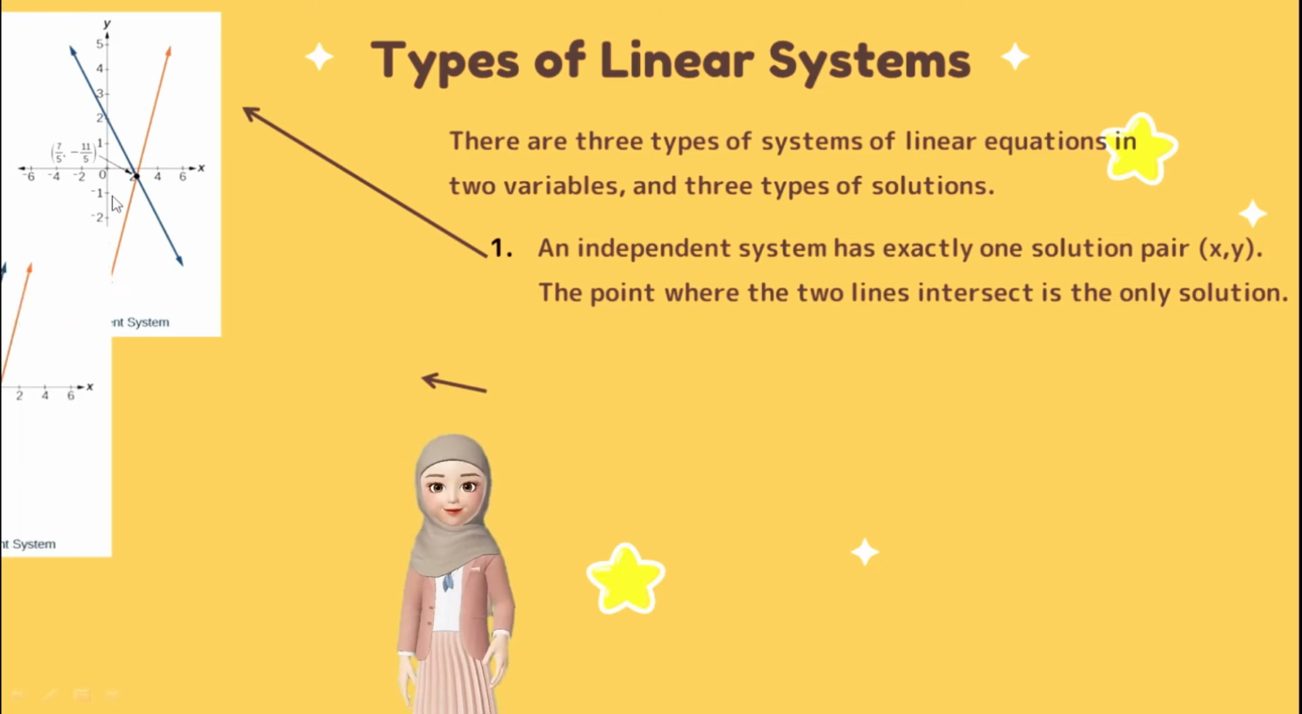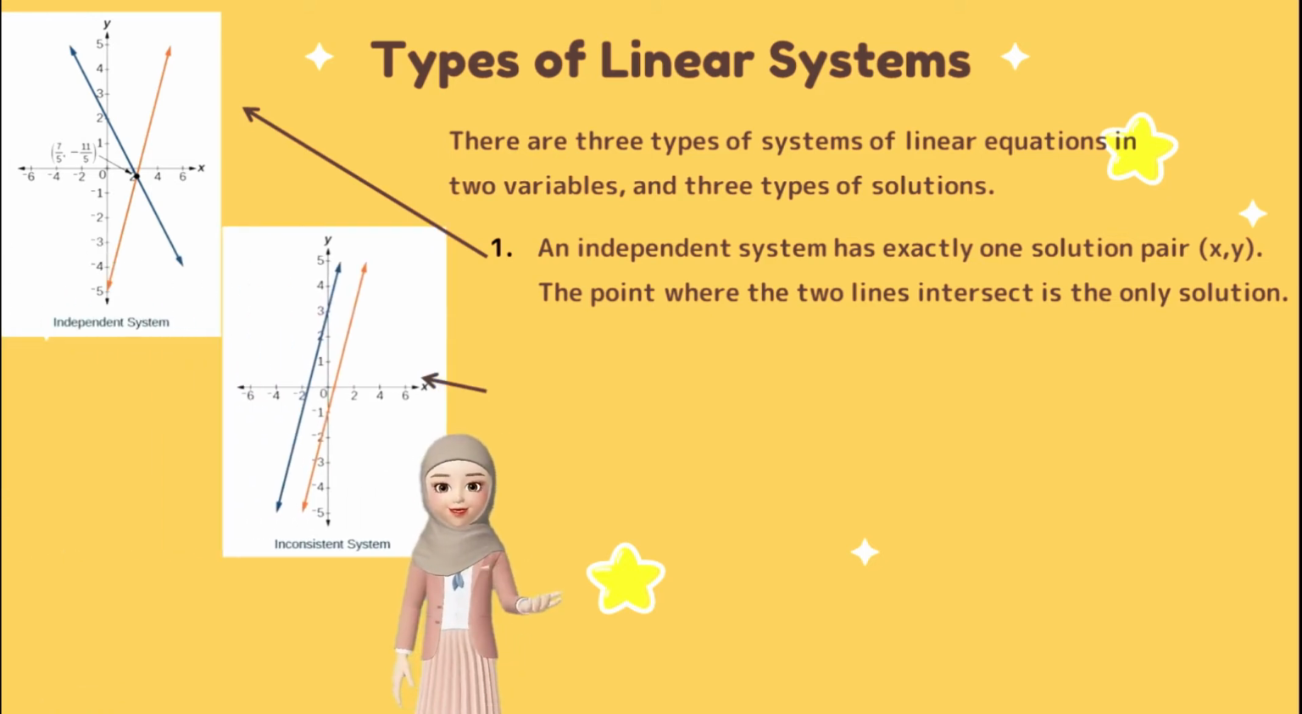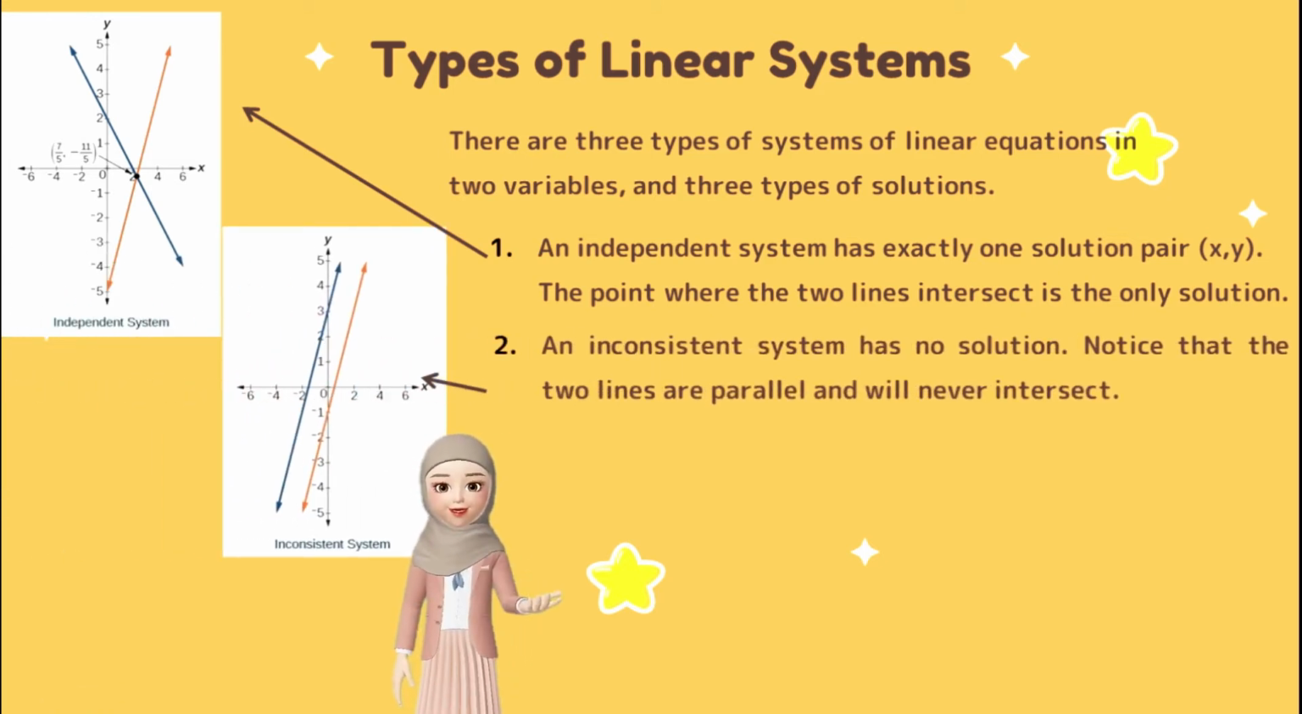Okay, next is the inconsistent system. An inconsistent system has no solution. Notice that the two lines are parallel and will never intersect. Two lines are parallel and will never intersect, in here.